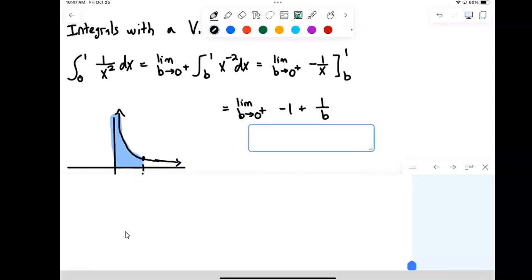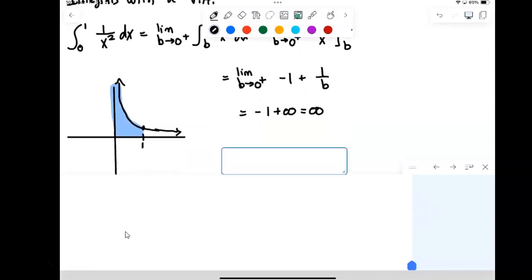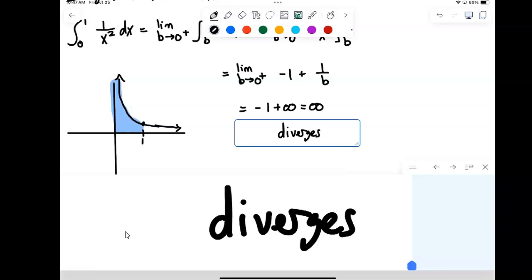But if we let b become 0, 1 over b is going to approach infinity. And so therefore, the whole thing is going to approach infinity. And so therefore, this integral diverges.